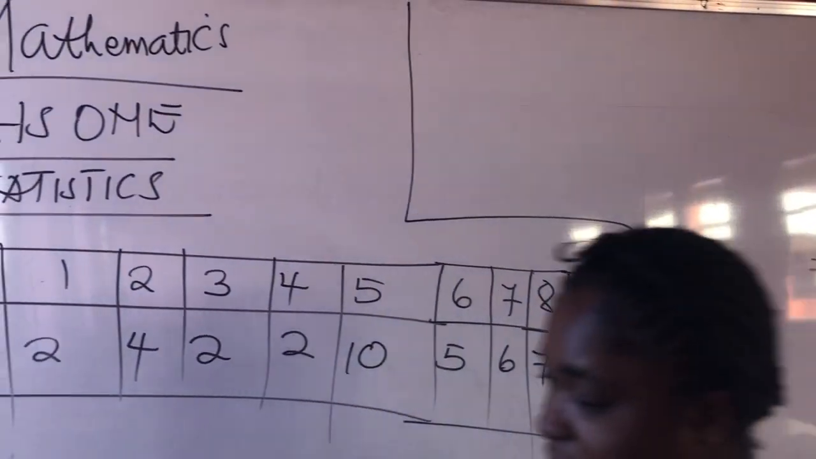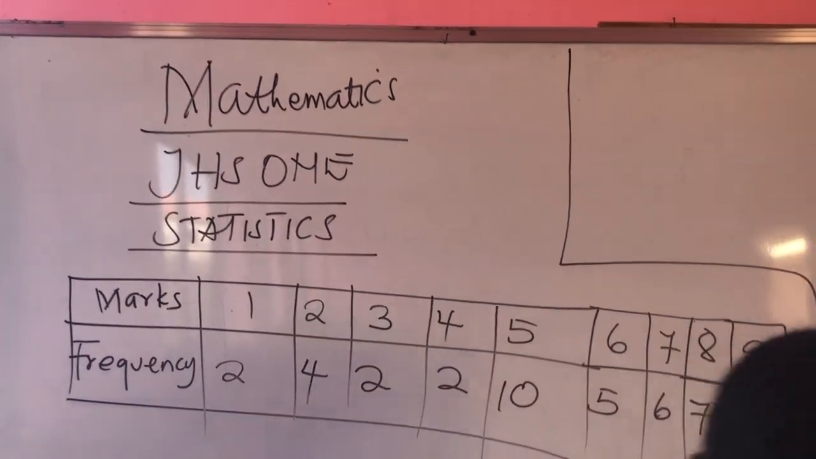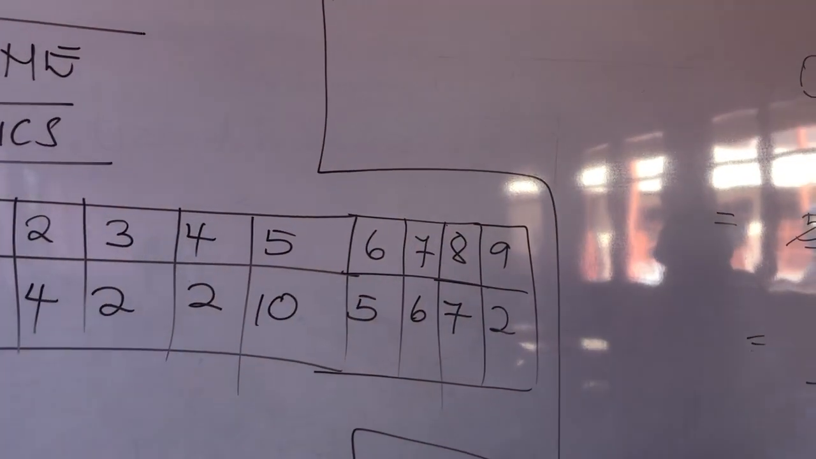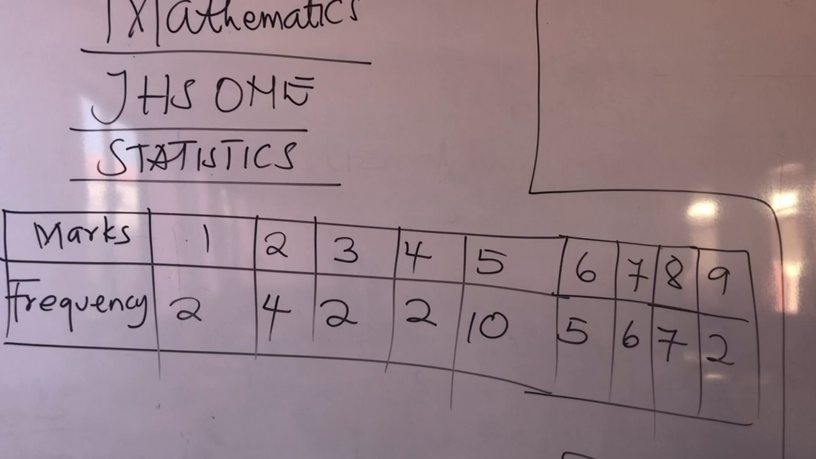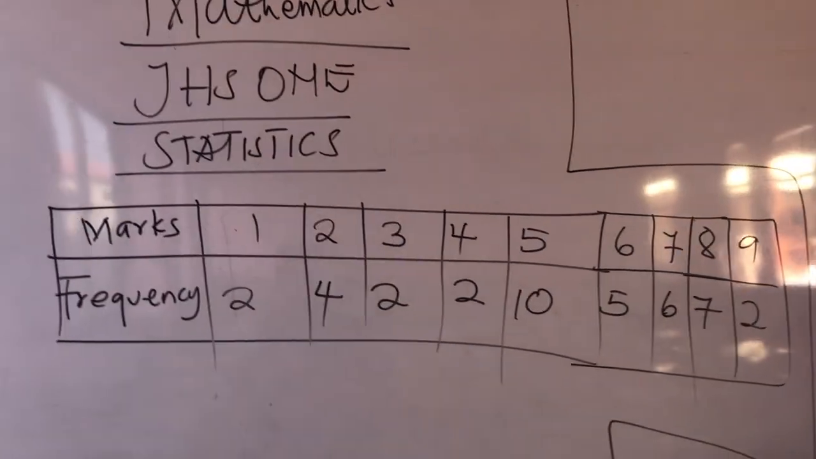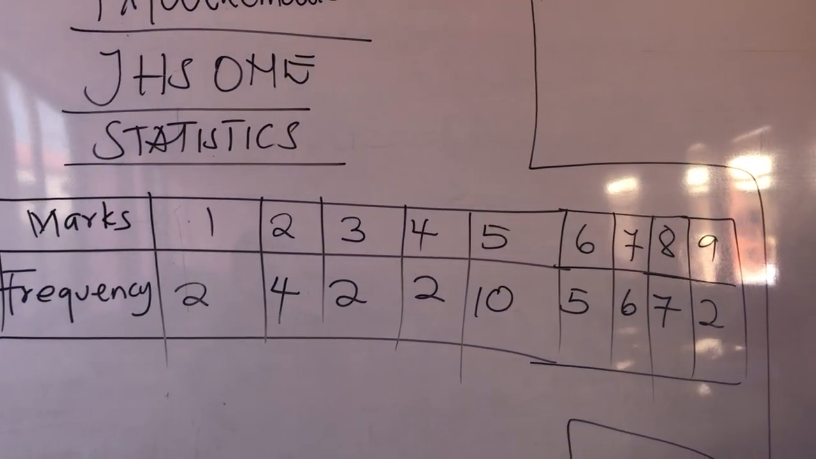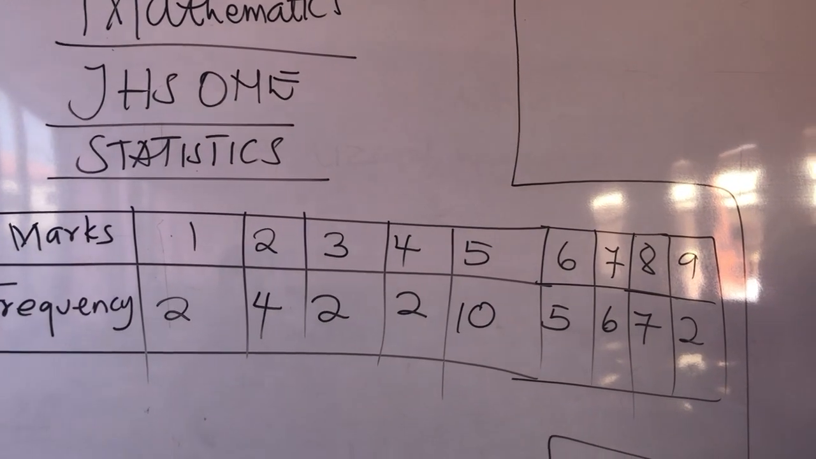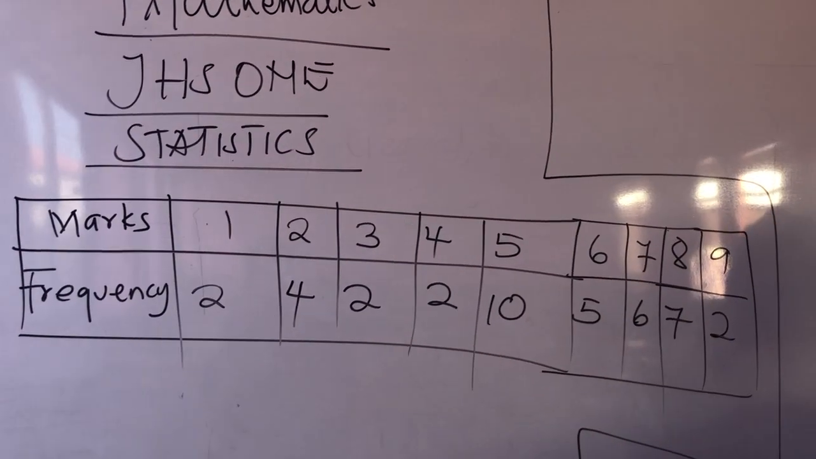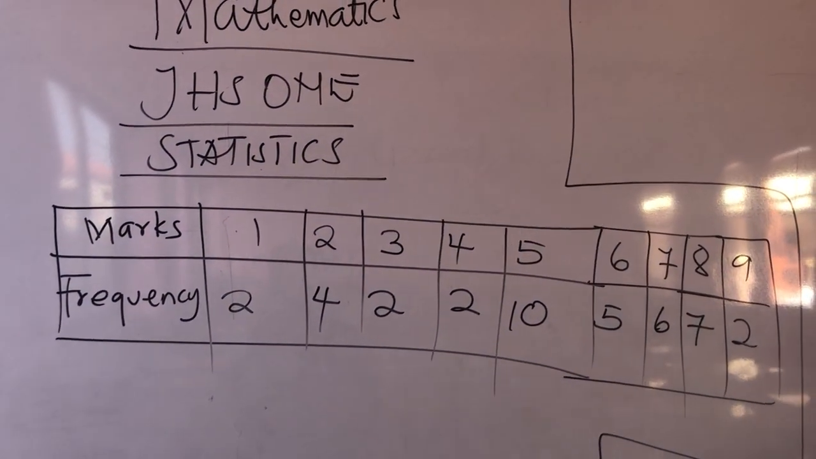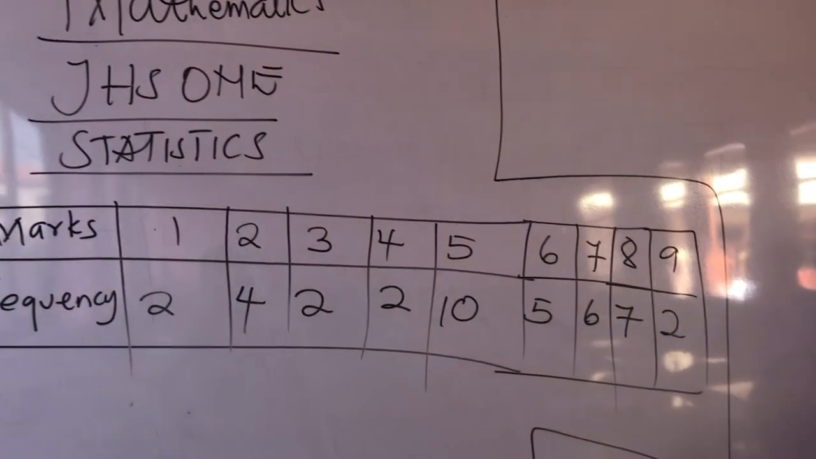Right, I didn't write the questions here, so I'm going to read them out to you so that we know what we are being asked to do from this table. Take your books and write the question. The first thing under this table: using the frequency table, find the modal mark of the class. I told you that the mode is the mark that has the highest frequency.